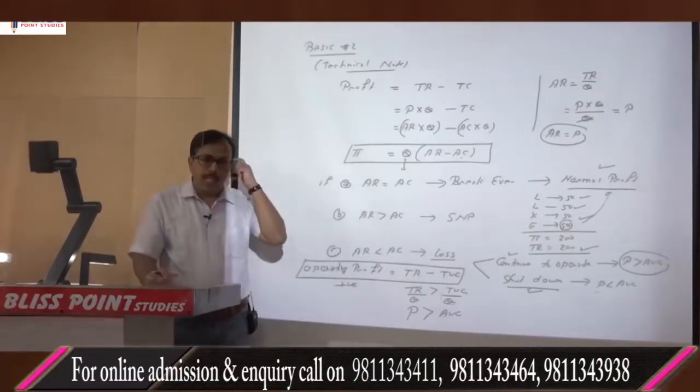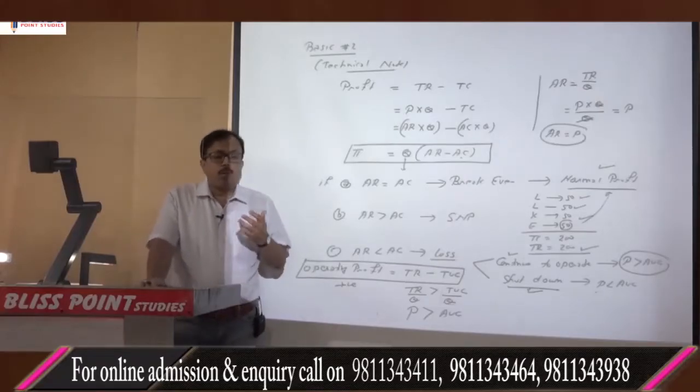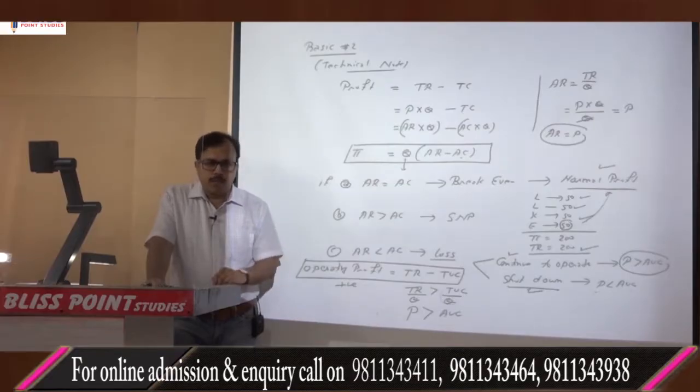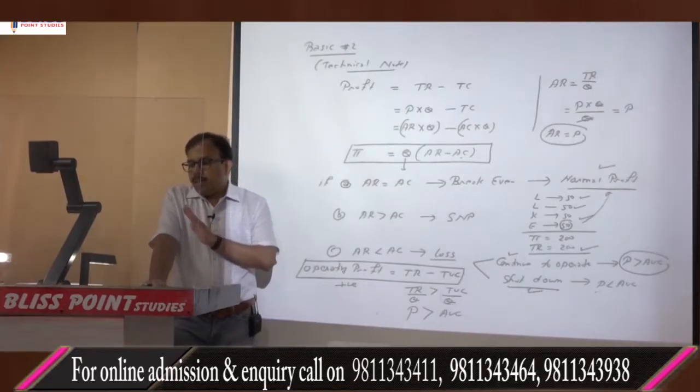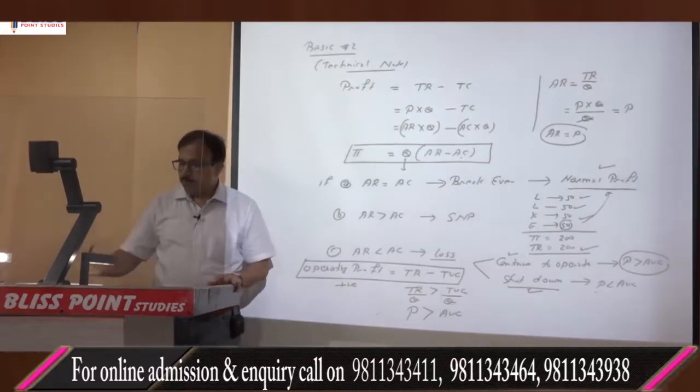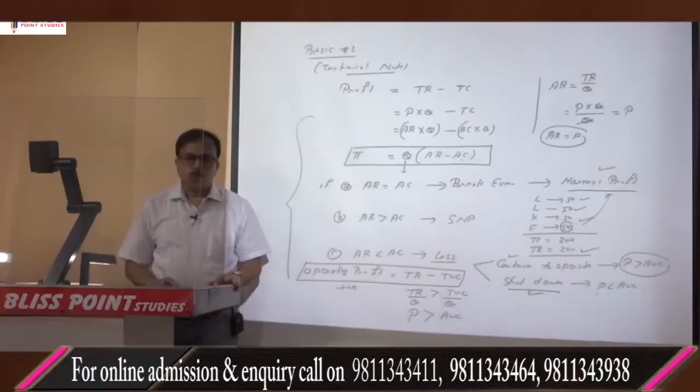But if P is less than average variable cost, there will be operating loss. That means operating is causing loss, so it is better not to operate, better to shut down. Whether you are studying perfect competition, monopoly, monopolistic or oligopoly, in any market form, you have to follow this rule.